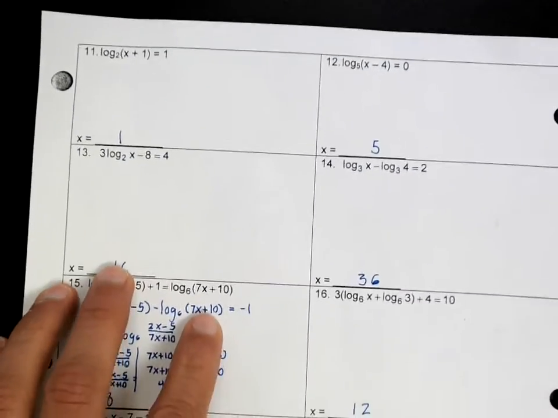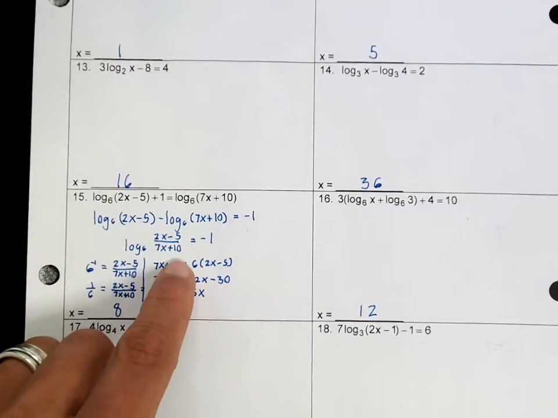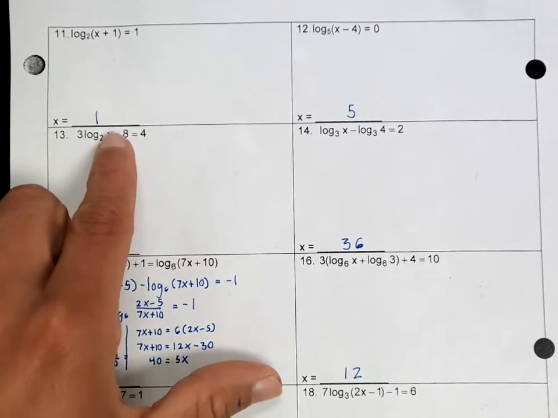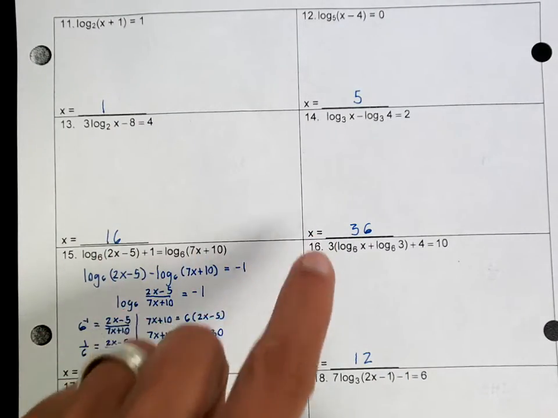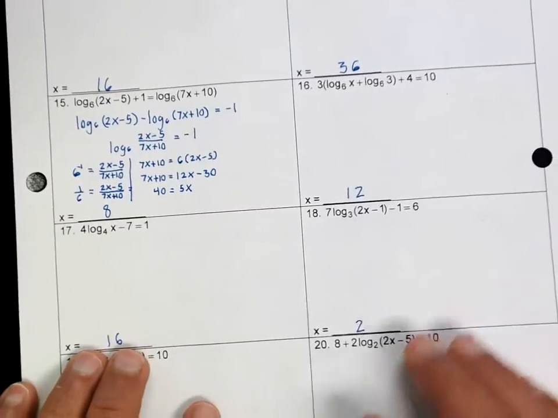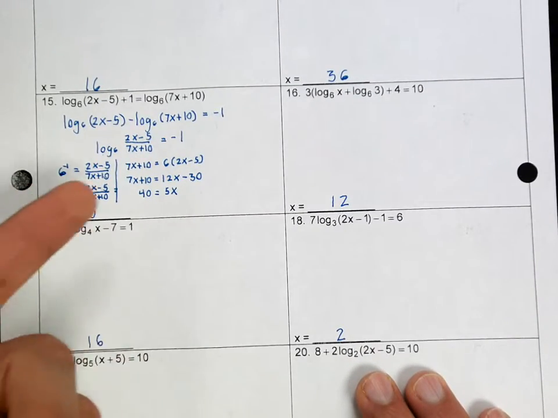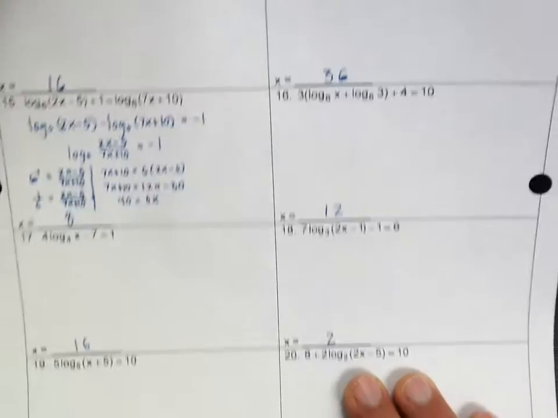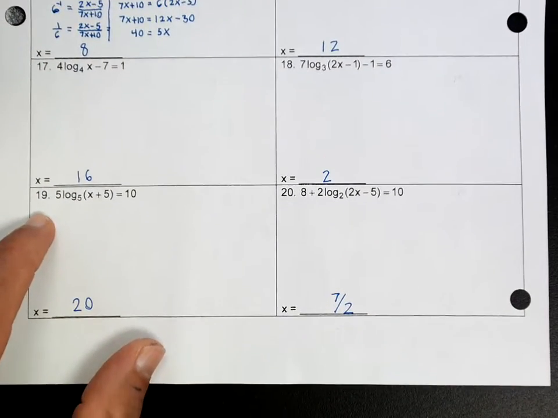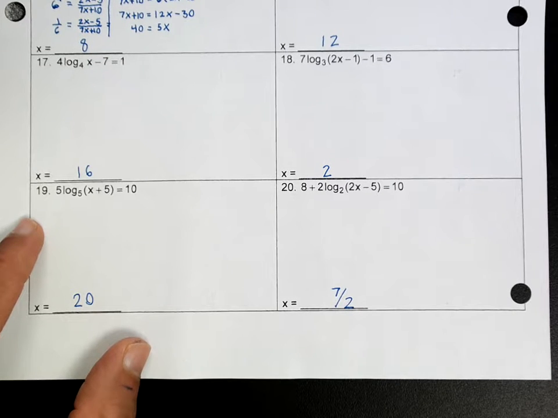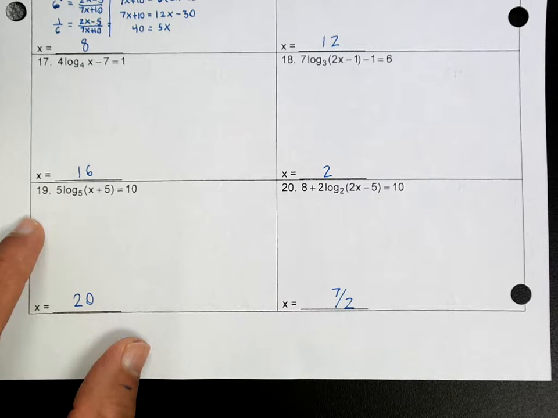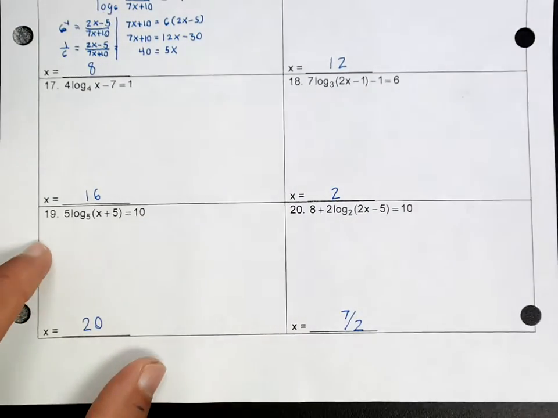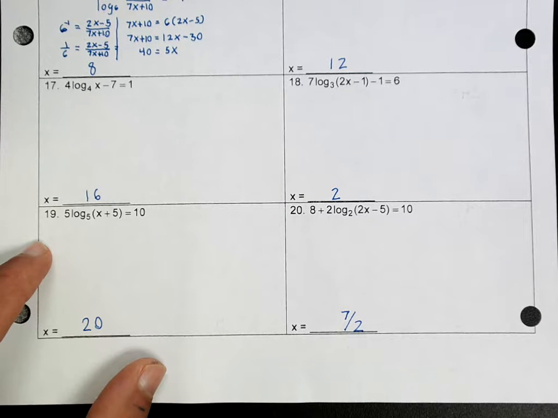Now on the back, we have 1. And by the way, I'm going to come back and talk about this one in just a second, all right? So don't try to copy all this down yet. So we have a 1, we have a 5, we got a 16, we got a 36. For 15, which I feel is the hardest problem on here, the answer is 8. That's 12. And we got 16, 2, 20, and 7/2. So again, the answer for this one's just 8. Okay, so don't worry about the work up there. I'm going to go back to that problem in just a second and explain it.